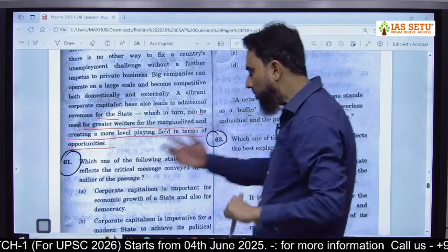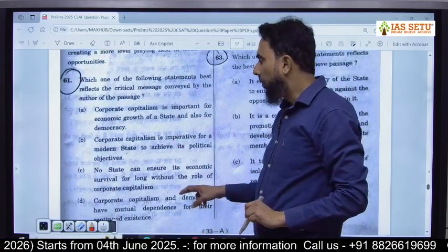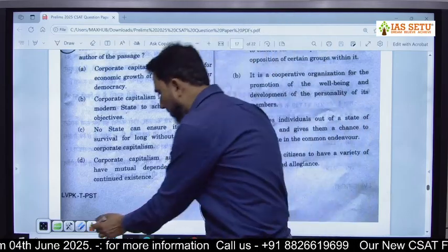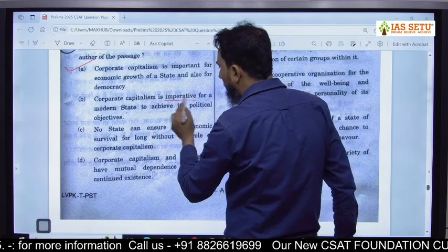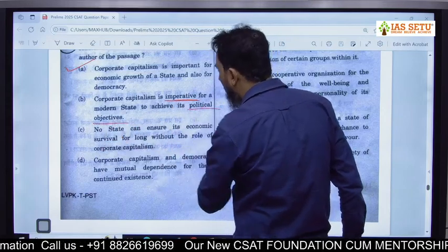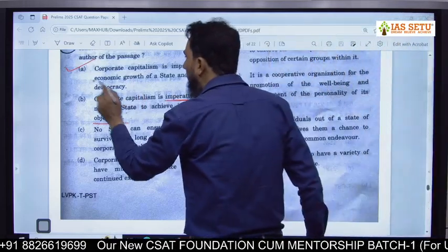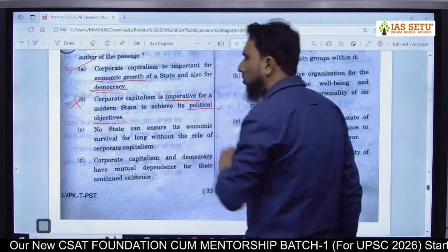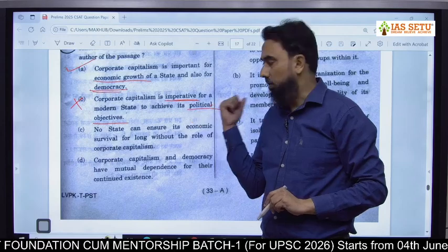So it helps the democracy, it helps the state as well. It's not just the economic growth, but it enables the state to become a welfare state, sort of. So option A is good. Option B says corporate capitalism is imperative for a modern state to achieve its political objective. Again, it is confined to political objectives. Option A is better because it talks about economic growth and also includes democracy. So B is not as good as option A, because it is only confined to political objectives.